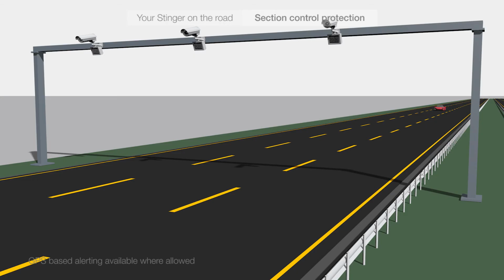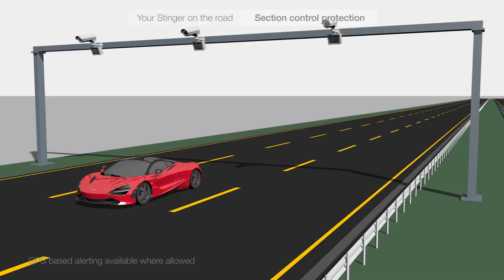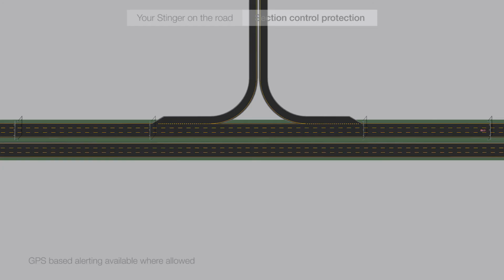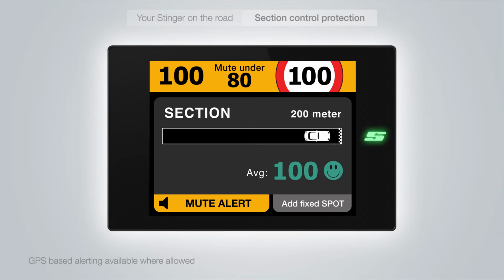When exiting the section control, your Stinger will give an audio alert and show you your final average speed. Some section controls are divided into several smaller section controls, for instance, when there are highway exits. Your Stinger will guide you through these section controls as separate speed measurements.